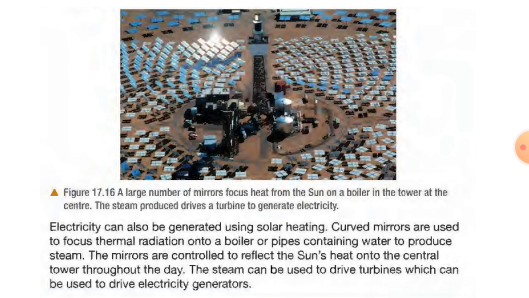They are focused to receive the thermal radiation, onto a boiler or pipes containing water to produce steam. The mirrors are controlled to reflect the sun's heat onto a central tower throughout the day. The steam can be used to drive the turbines, which can be used to drive electricity generators. Okay, this is a similar kind of setup which is used again to produce electricity.